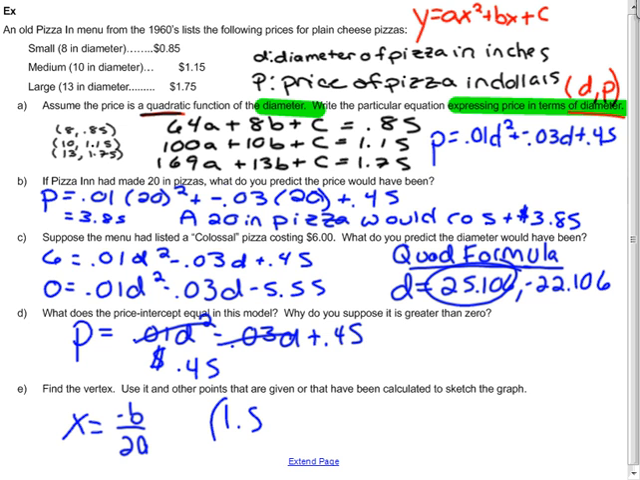Now I plug that 1.5 in for d into my equation. And out pops 0.4275. What does that mean? A 1.5-inch pizza would cost 43 cents. Take note of letter D. Yes, if you make no pizza, it costs more than if you make a 1.5-inch pizza.